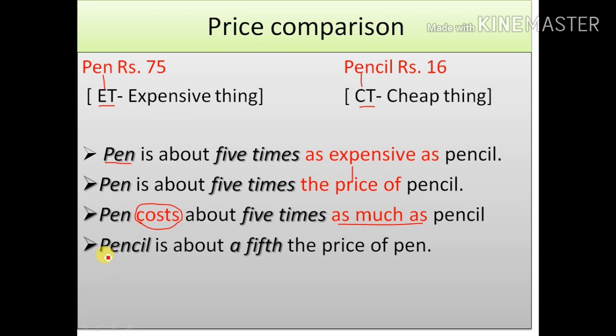So here let's put cheap thing in the beginning of our sentence, and let's see. Pencil is about a fifth the price of pen. So if you begin with cheap thing, instead of using times you have to use a half, a third, a fourth, or a fifth. Let's see the structure.